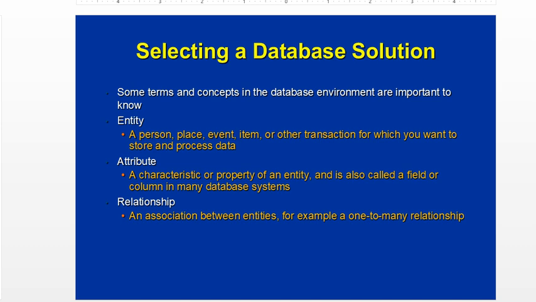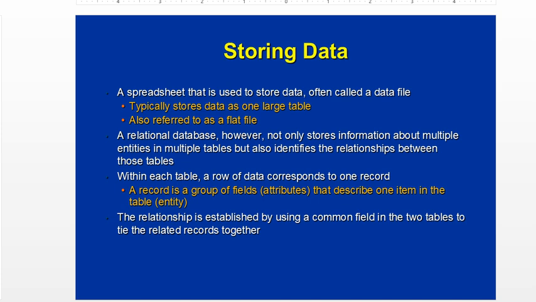For example, a one-to-many relationship. One-to-many meaning what? Like you as a student, you have a one-to-many relationship to classes, meaning you're taking multiple courses. Every single one of you is taking, let's say, 3 classes. That's a one-to-many relationship. Storing data: a spreadsheet that is used to store data is often called a data file.